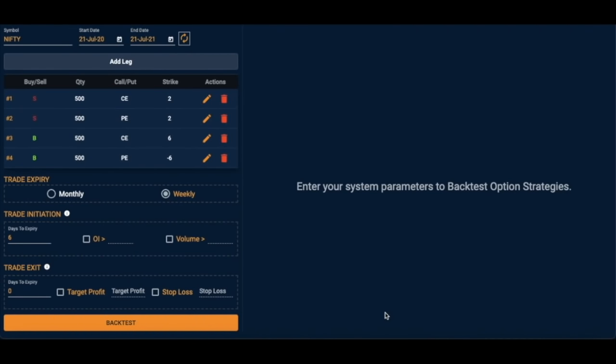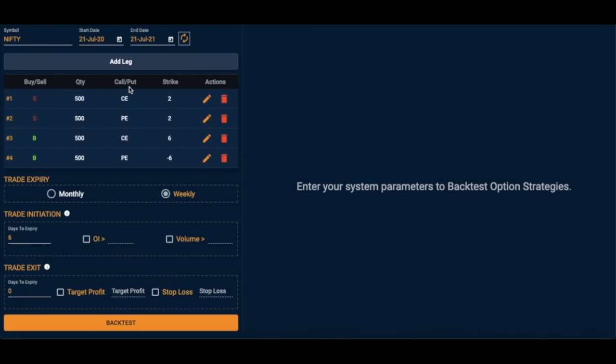Now is the time for my strategy. Again, to save time, I have already placed the strategy in the same order as we discussed earlier. I'm selling both call and put for 2 strikes higher and hedging with 6 strikes OTM calls and 6 strikes OTM puts for same 10 lots. I'm trading on the same weekly basis, same execution. I enter 6 days before the expiry and exit the strategy on the expiry day.